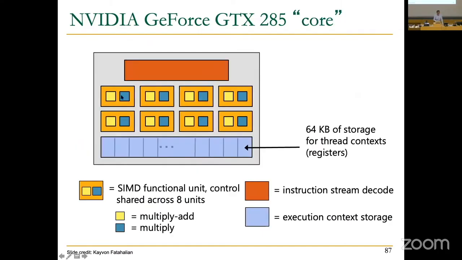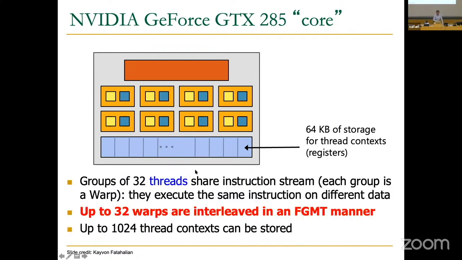So you can take a look at this core, which has 8 SIMD functional units. You can see that it requires a lot of registers, actually 64 kilobytes of registers. And then there's the memory hierarchy, as we will discuss starting tomorrow. But you can see the SIMD functional unit. It can do multiply and add, etc. Okay. Essentially, their warp size was 32 threads. They were able to group 32 threads to share an instruction stream. Each group is a warp, as we've discussed.